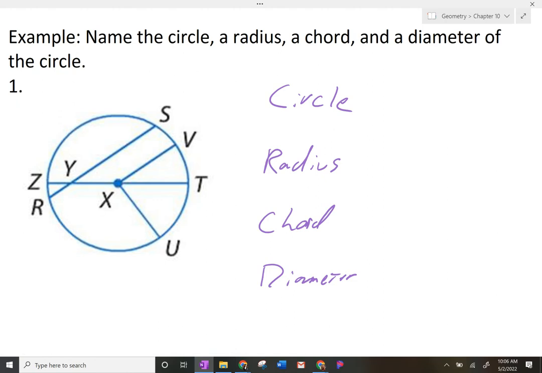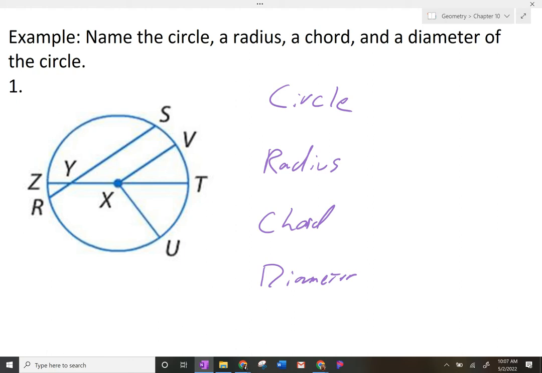All right, so again, lots of stuff is happening in the circle. On the assignment today, I'm not going to expect you to name every single one of them. As the example already says, name the circle, name a chord, meaning one, and a diameter of the circle. So a radius, a chord, a diameter. I just want at least one of them. There's going to be more than one, but you really only need to answer one of those for me.